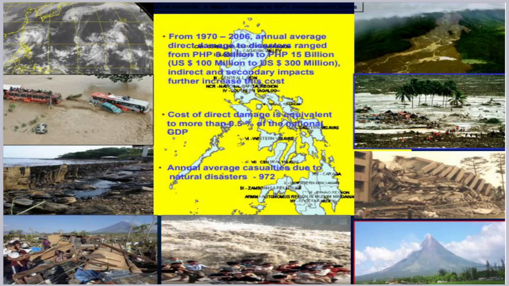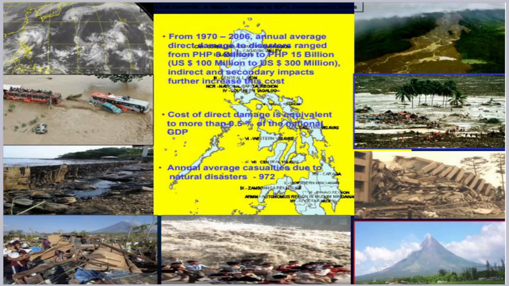Okay, the cost of direct damage is actually equivalent to more than 0.5% of our national GDP. So when you say GDP, this is gross domestic production. Okay? So, ang GDP natin, it is actually the measure of a country's total economic production and performance. So the total direct damage, the cost of the direct damage of a certain disaster, okay, is actually more than our GDP per every year.